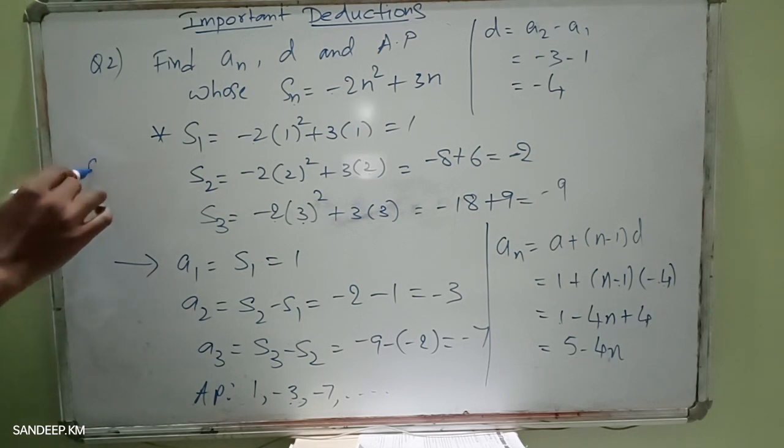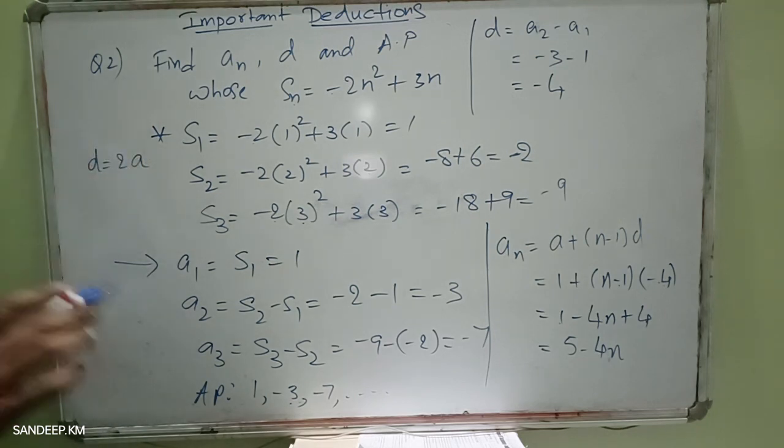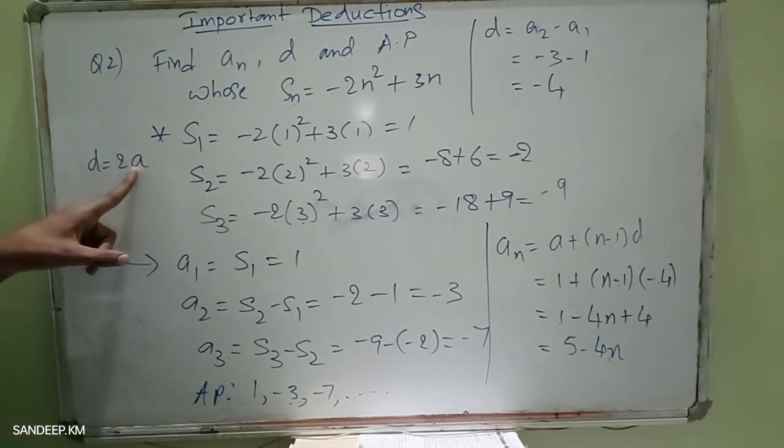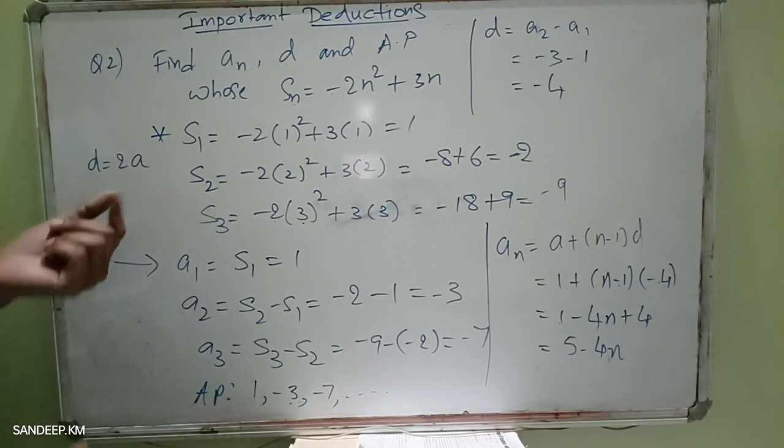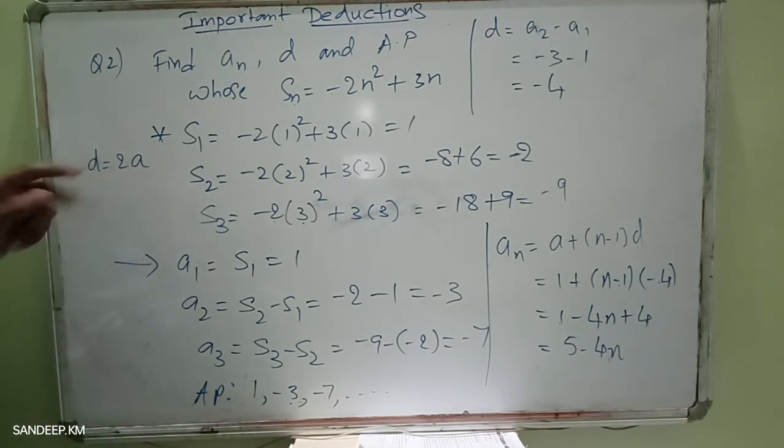What is a direct formula? d is equal to 2a, right? Where a is the coefficient of n square. I can use this direct formula to find the common difference because in some problems we just need the common difference. In those cases, I can directly use this formula.